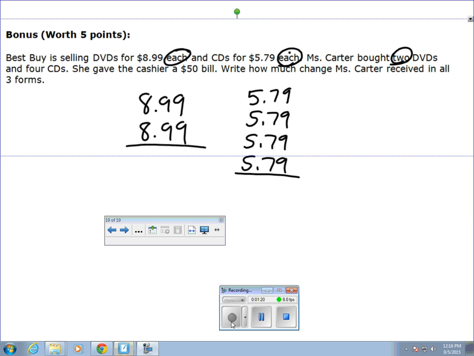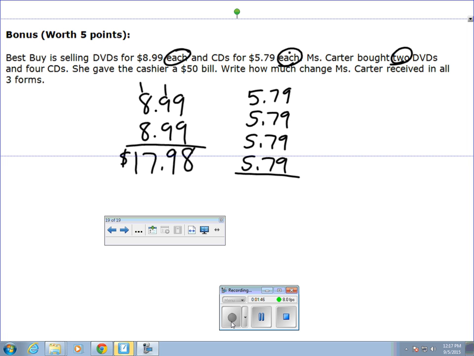This is step 1. You must do this before you can do anything else. You have 3 steps in this process. So let's add these numbers up. 9 plus 9 is 18, plus 1 is 19. Carry 1. 8 plus 8 is 16, plus 1 is 17. So 17.98. This is what she spent only on DVDs.